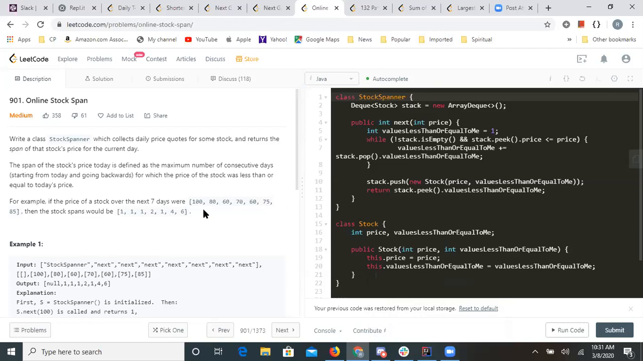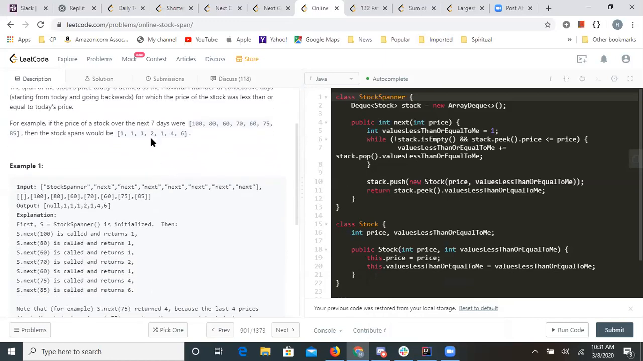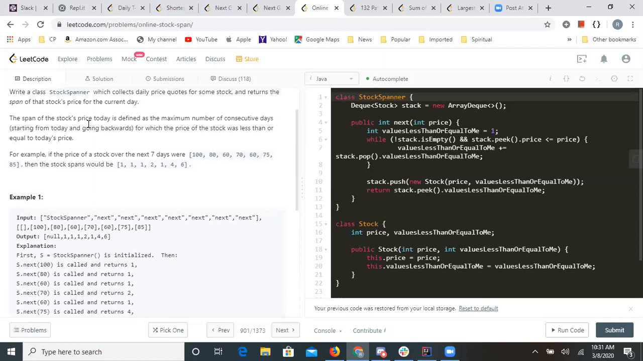So this problem is Online Stock Span. You are given a StockSpanner class, and the problem is, the span of the stock's price today is defined as the maximum number of consecutive days, starting from today and going backwards, for which the price of the stock was less than or equal to today's price.